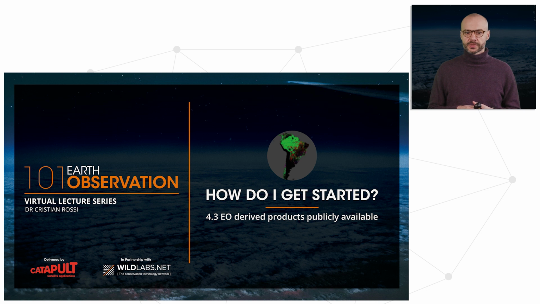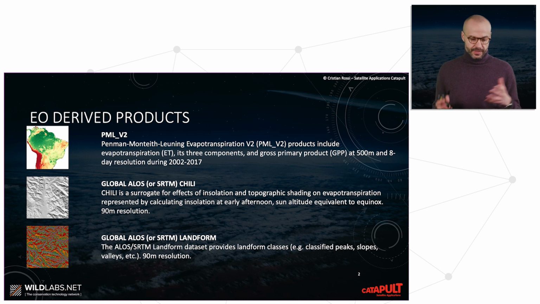This lecture is about Earth observation derived products which are publicly available. As I mentioned in previous videos, Earth observation data is used to derive information. This information can come in form of products. And some of those products are actually already available to the public, without the need of processing data to derive that specific product. I have taken this list from Google Earth Engine, which has a large repository of Earth observation derived products, and we'll go through them one by one.